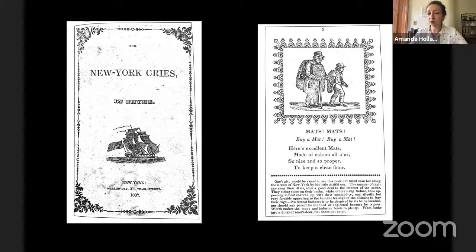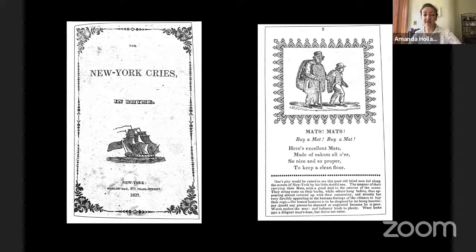"One's pity would be raised to see this poor old blind man," so that's the man with the mats, who's with the younger child by his side, "led along the streets of New York by his little dutiful son. The manner of their carrying their mats adds a good deal to the interest of the scene. They string some on their backs while others hang on before, thus appearing almost covered up with their commodity, and silently but very forcibly appealing to the humane feelings of the citizens to buy their rugs."